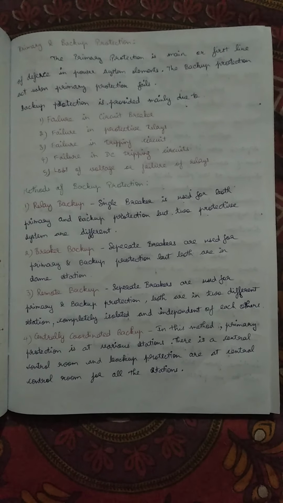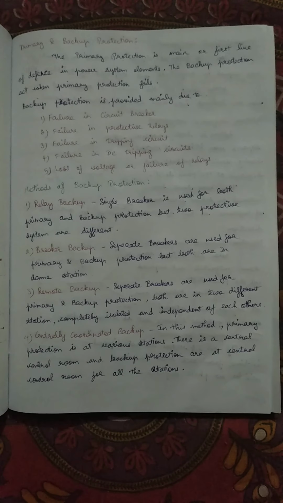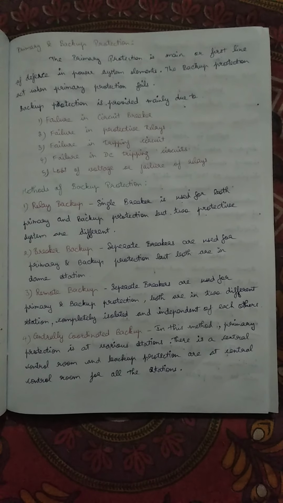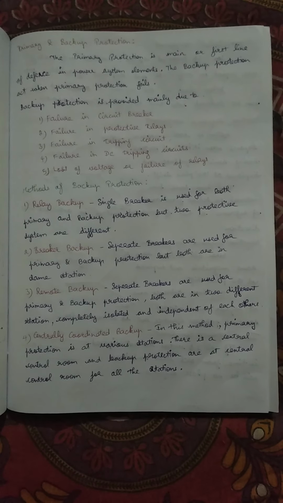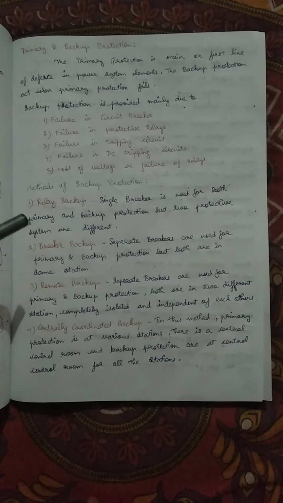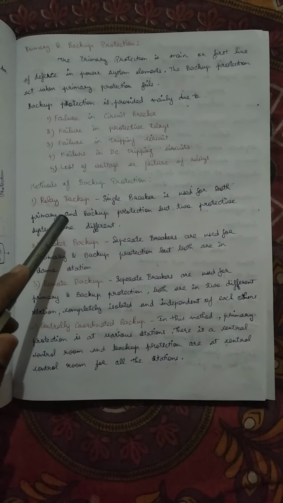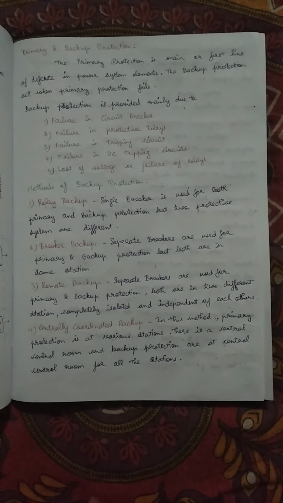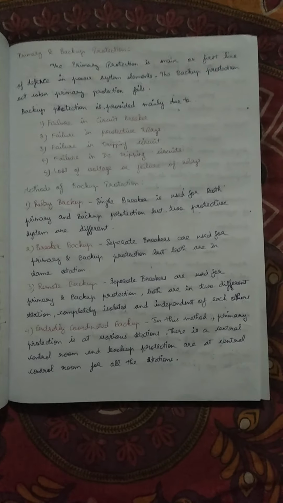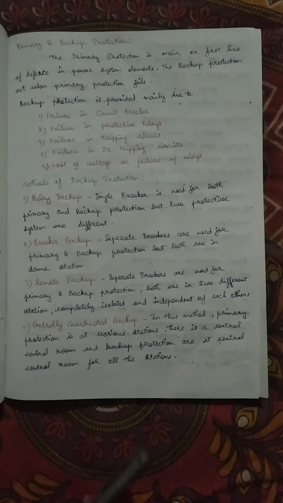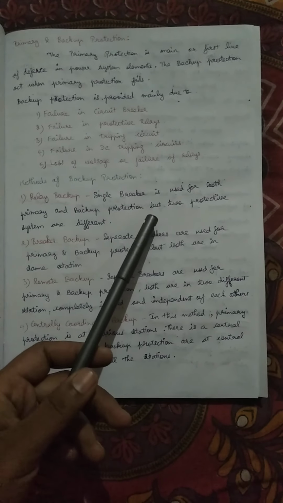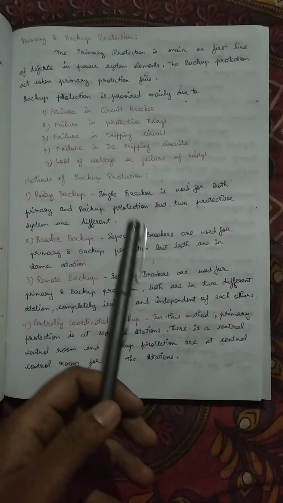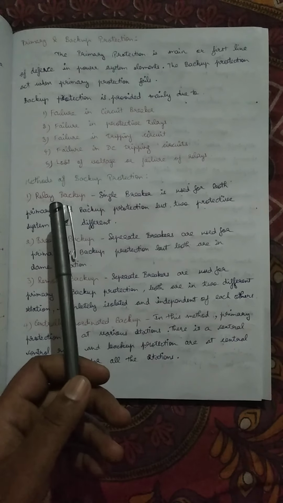Then, methods of backup protection. Relay backup. In this, a single breaker is used for both primary and backup protection, but the two protective systems are different. Here the single breaker is used for both the primary and secondary protections, but the protective system is different. For example, the same breaker may be used for a differential protection, and the backup protection may be an impedance protection or an over voltage or over current protection. That's what is referred to as relay backup.